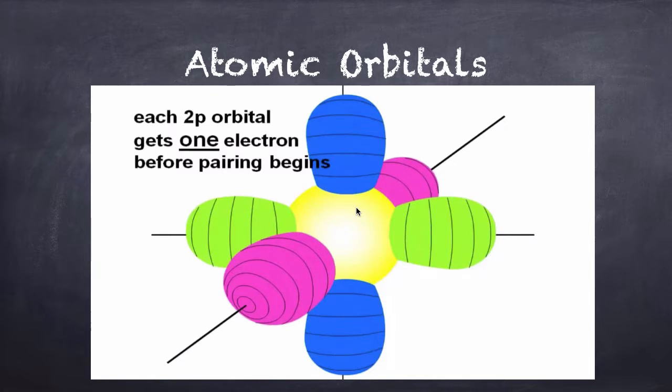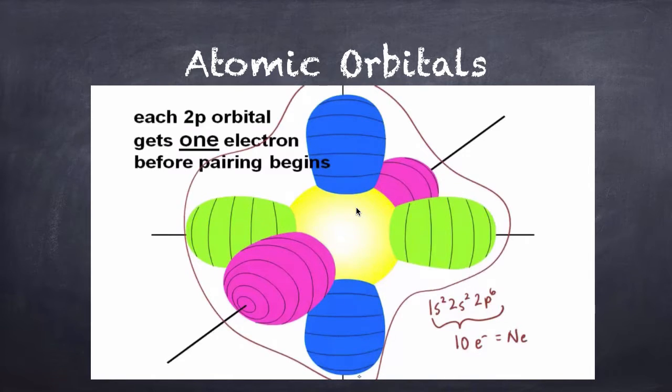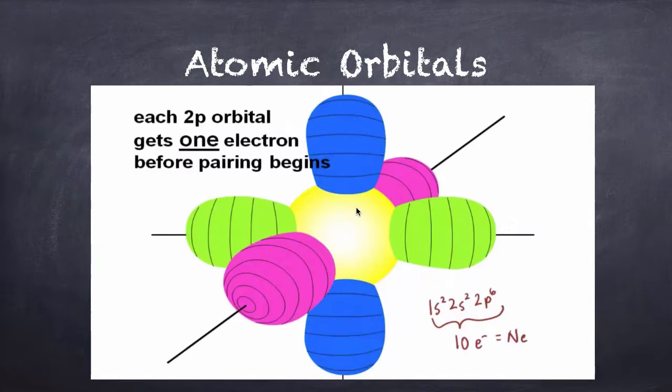Let's say all these orbitals are completely filled, and therefore we would have the 1s orbital with 2 electrons. We would have the 2s orbital with 2 electrons, and we would have the 2p orbitals with 6 electrons. How many electrons total is that? 10 electrons. What element has 10 electrons? Neon. So if all of these orbitals are filled up, that would be 10 electrons, and that would be neon. But what about sodium? Sodium has 11 electrons. Where would that 11th electron go?